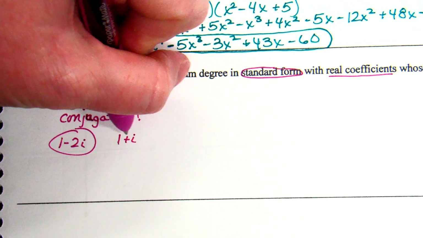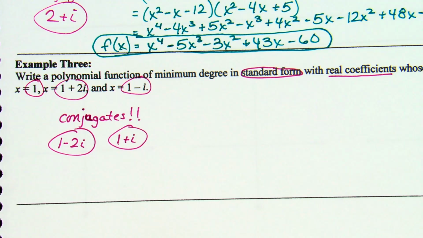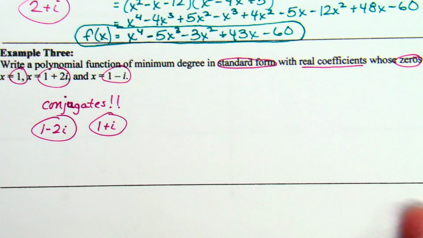And then our other one is just going to be 1. 1 is not a complex number. There's no i part, and so we will just use 1. There's no conjugate on that one. Okay, so let's set this up.